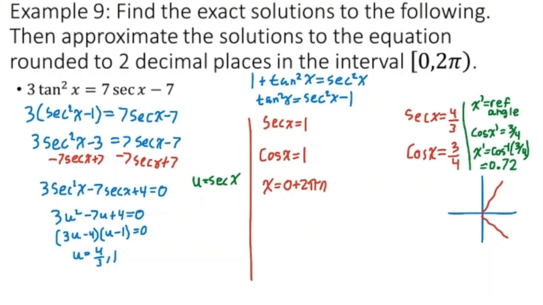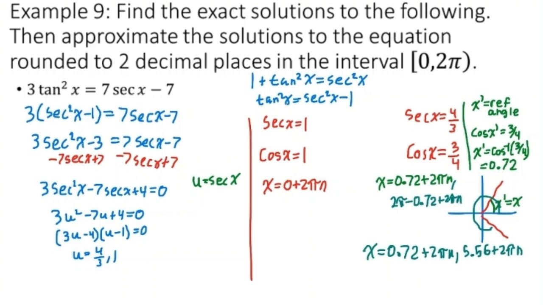Now we can form our two families of solutions for cosine x equals 3/4. In quadrant 1, our reference angle will equal x. So one family of solutions would be 0.72 plus 2 pi n. As for the other family, since our other angle is in quadrant 4, then just like before, we'll find our angle by doing 2 pi minus 0.72, since the reference angle and our solution in the fourth quadrant make one full rotation. So our family of solutions in the first quadrant will be 0.72 plus 2 pi n, while in the fourth quadrant, we get 5.56 plus 2 pi n.